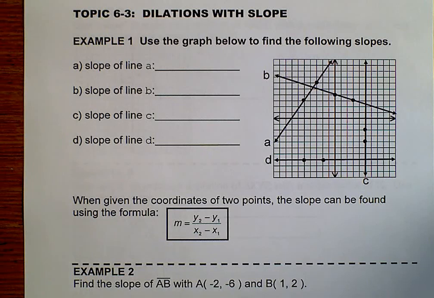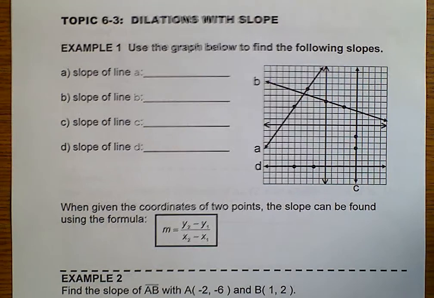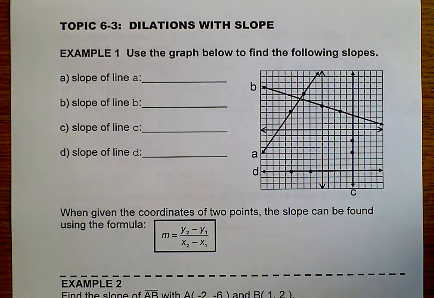Hello, this is Geometry, topic 6-3, dilations with slope. So we're going to be doing dilations, which is you change the size of a shape, of a figure, but not the shape. But we're going to be using slope, so first let's review what slope is. So we're going to find the slope of A.